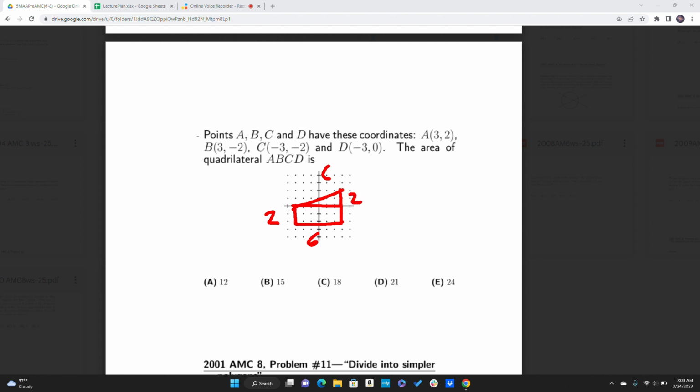Okay, our rectangle's area, 2 times 6, is 12. Our triangle has area base times height divided by 2, 6 times 2 divided by 2, which is 6, right? 6 times 2 is 12, divided by 2 is 6. Adding those together, we get 18 as the area of quadrilateral ABCD.